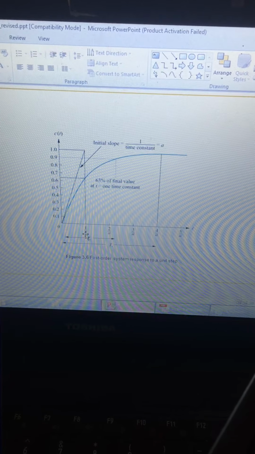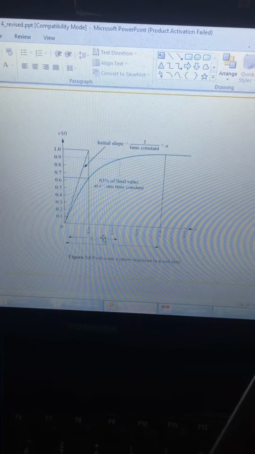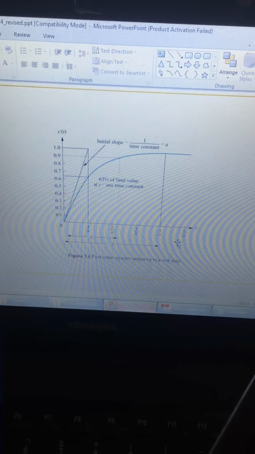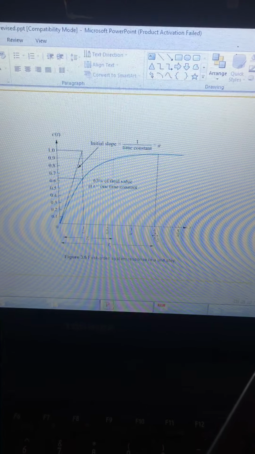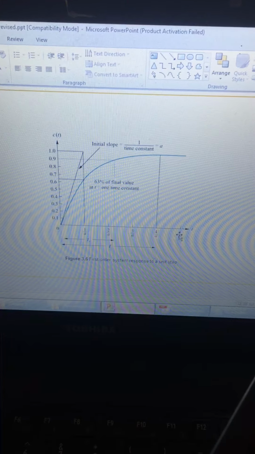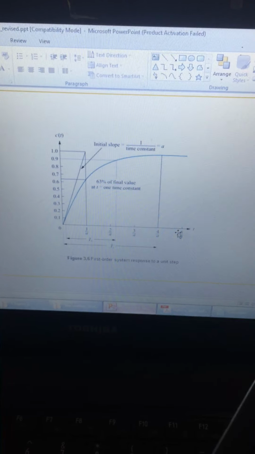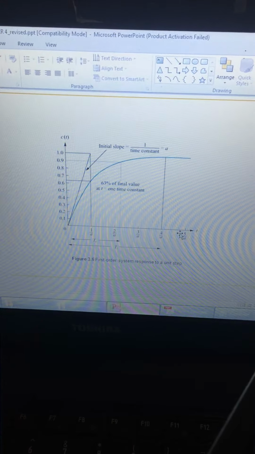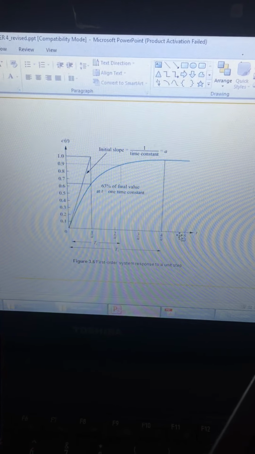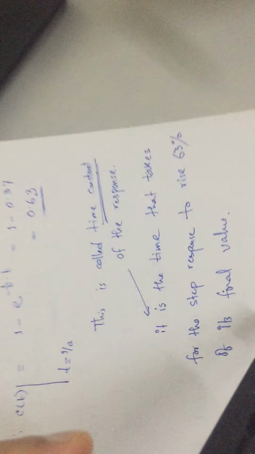That means 1 time constant. This is the 2 time constant. This is the 3 time constant. This is the 4 time constant. The 5th time constant, like this. So 1 time constant is actually taking 63% of its final value. That one we got from the analysis.